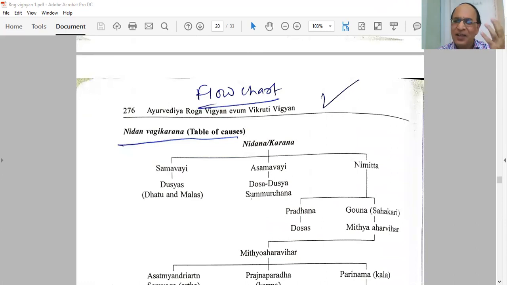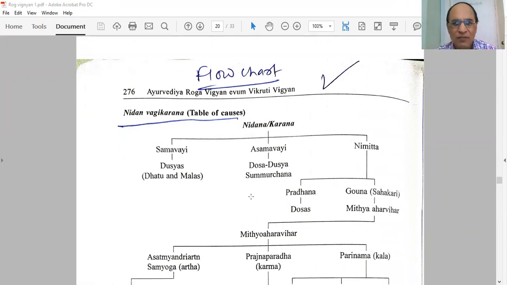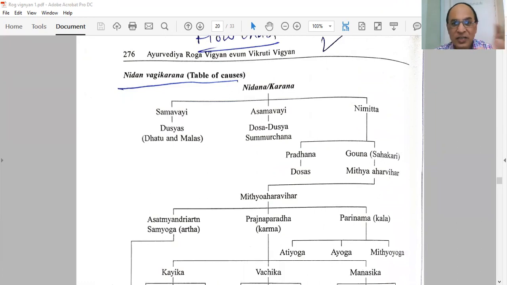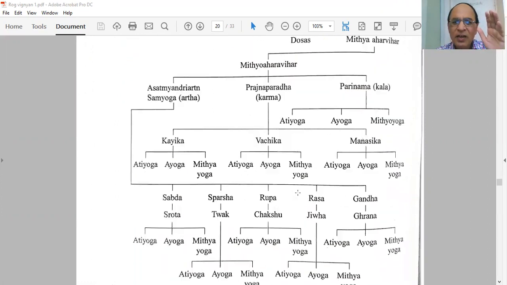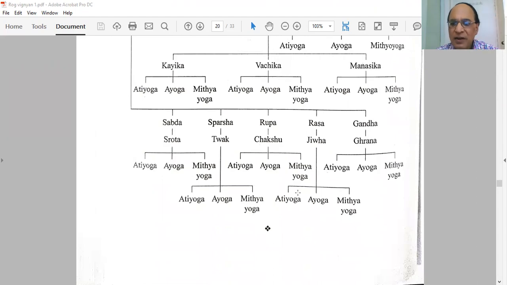Flowchart, very interesting. He has used all the appliances that can be used to make a book readable, understandable, and commendable. The students will definitely get confidence after reading this flowchart. For example, what is the Nidan and Karana? You can see Samavai, Asamavai, and Nimitta. These are the basic classification of Nidan. The Nimitta is again classified as Pradhana and Gauna. Can you understand? Then Gauna, Mithya, Ahar, Vihar. So all these things are given in a flowchart to remember and understand very easily.